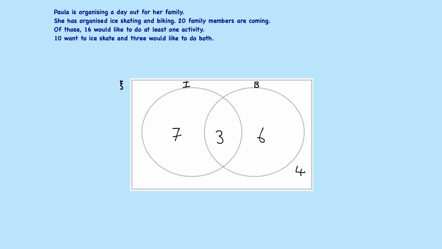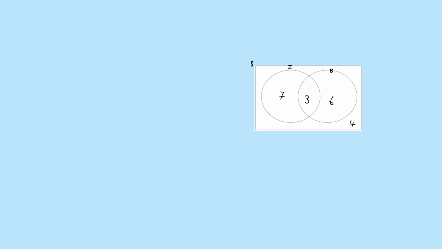Now that we've filled in our Venn diagram, let's have a look at some of the questions. So the first one is we have to find the probability of I intersection B, which is simply these 3 out of a total of 20. So the probability is 3/20.